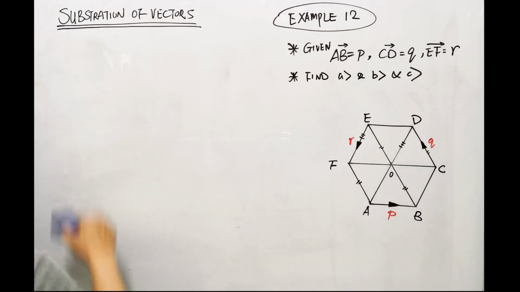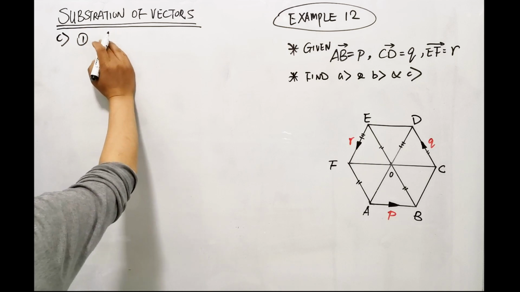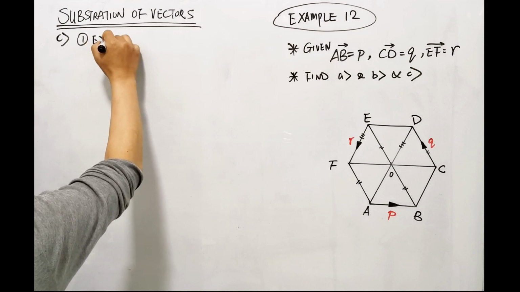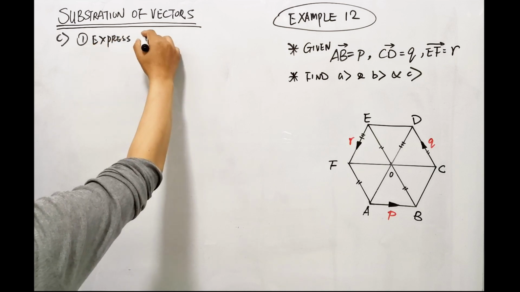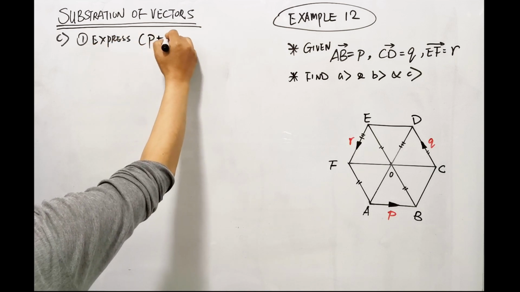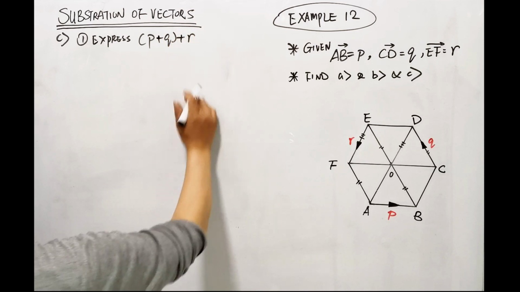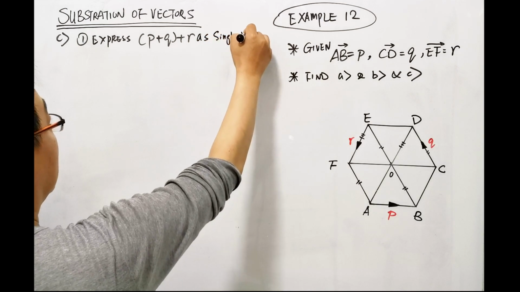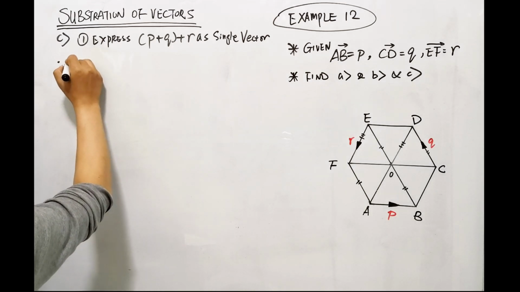In part C we have three items we need to find out. The first one we need to find out is to express P plus Q plus R as a single vector. Okay, so let's do that.